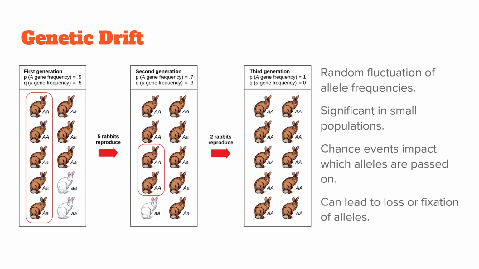And we can see that example in the slide here with the rabbits, where we start out with alleles that code for brown coat color or white coat color, and over time, the allele for white coat color is lost, so the allele for brown coat color has become fixed.